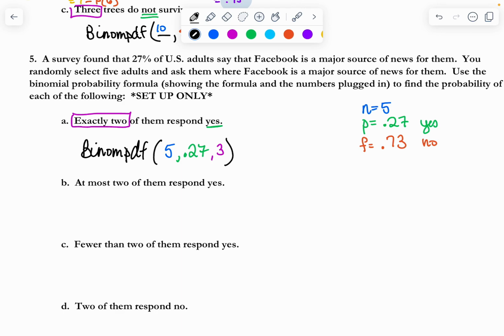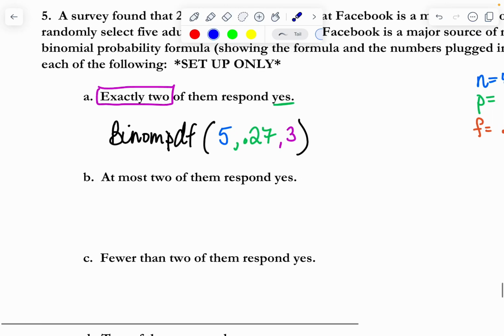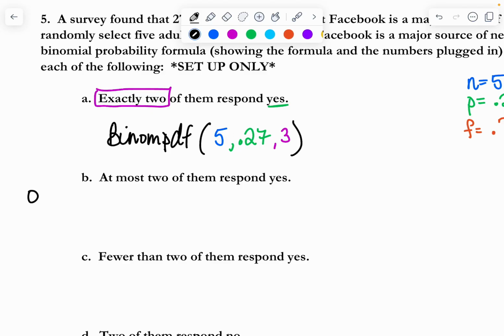Letter B, what's the probability that at most 2 of them responded yes? So let's look at all the different possible outcomes. We could ask 5 people and none of them could say yes, that Facebook is a major news source, or 1 or 2 or 3 or 4 or 5 of them could say yes. This phrase is new. We haven't seen this yet today, but let's think about it. At most 2 means the most people we want to say yes would be 2. So it would be 2 or fewer.